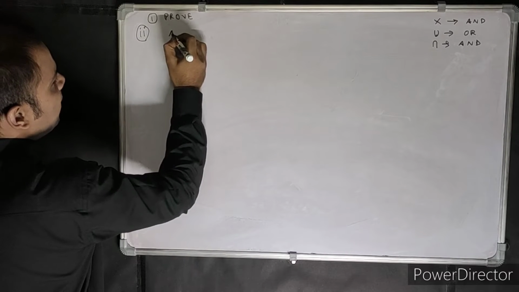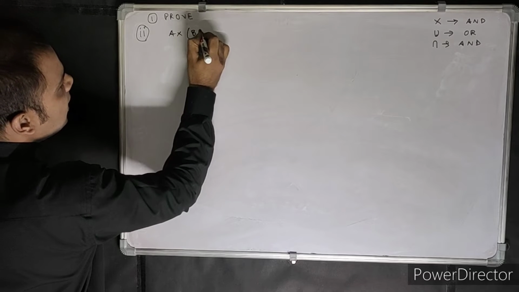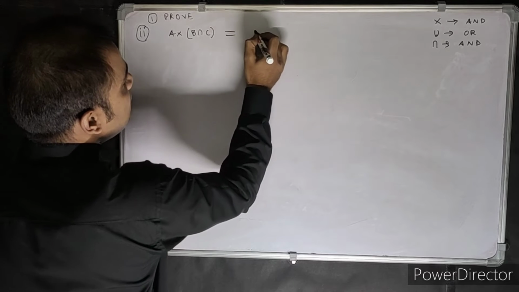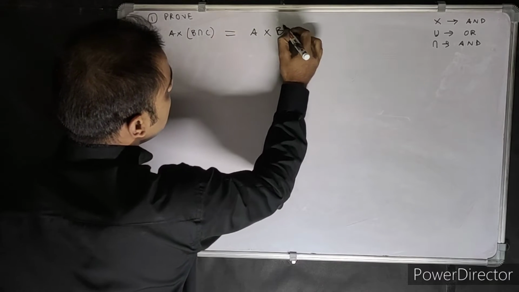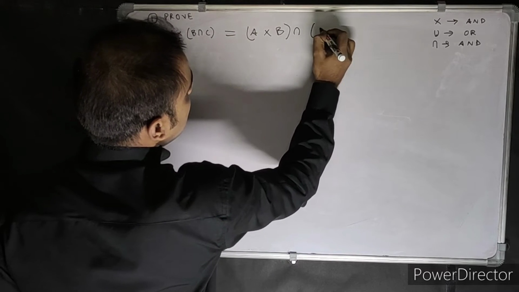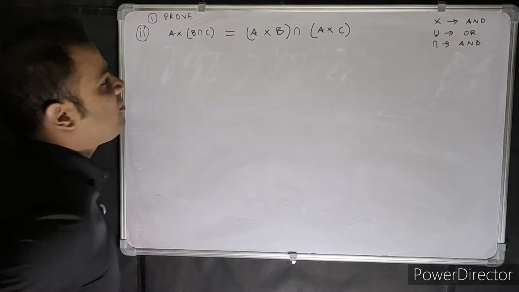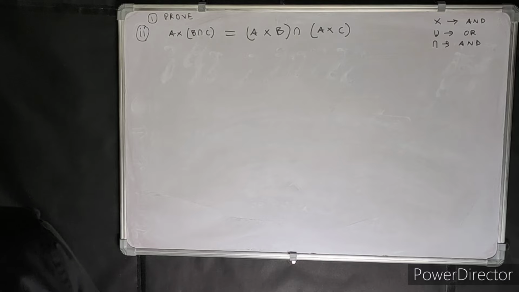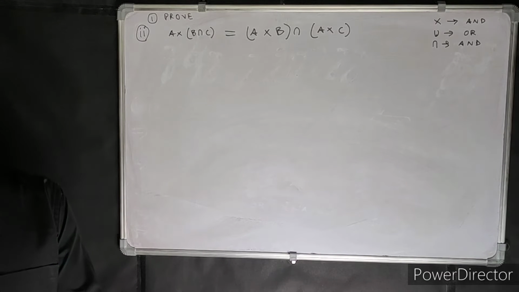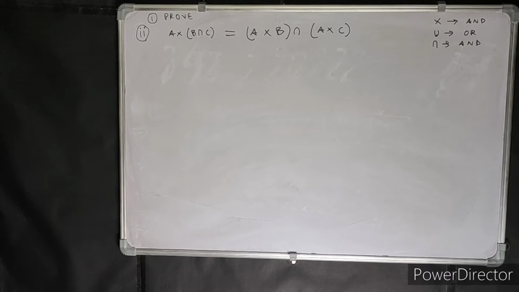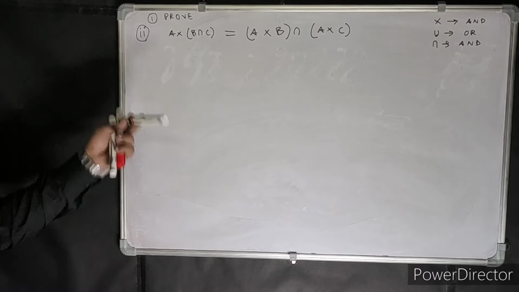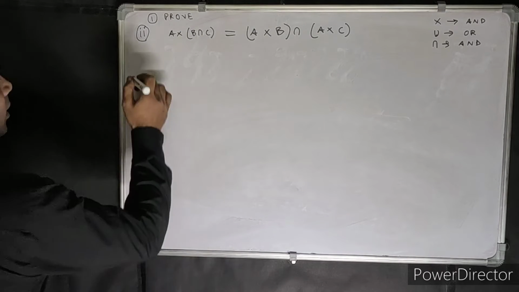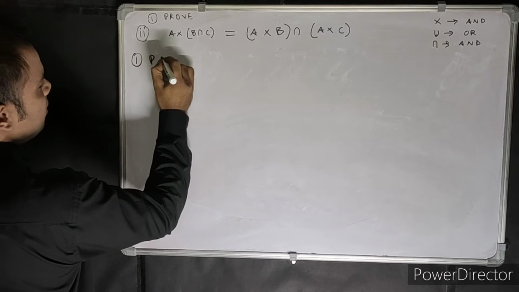You have to prove that A cross B intersection C is equal to A cross B intersection A cross C. I know it's very easy for you to prove that. You all have done so many questions like this, and it's nothing for you. Those of you who have followed the theorem. So let's start actually. You have to start the same way.